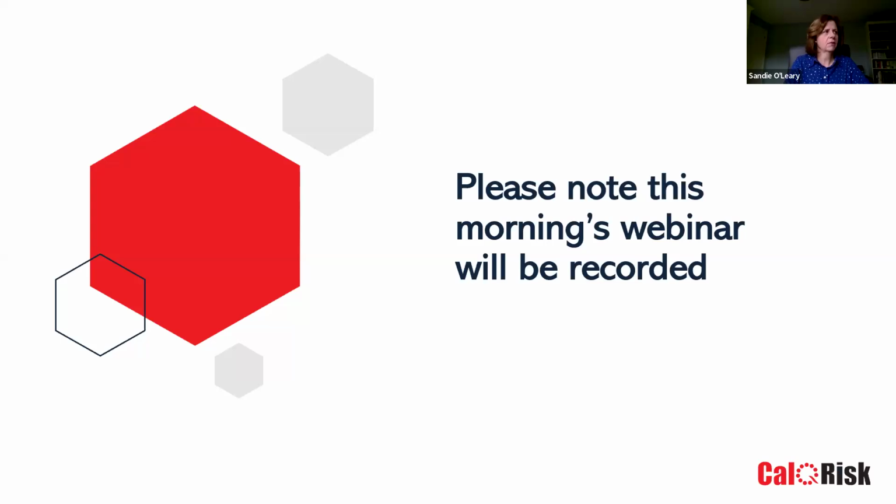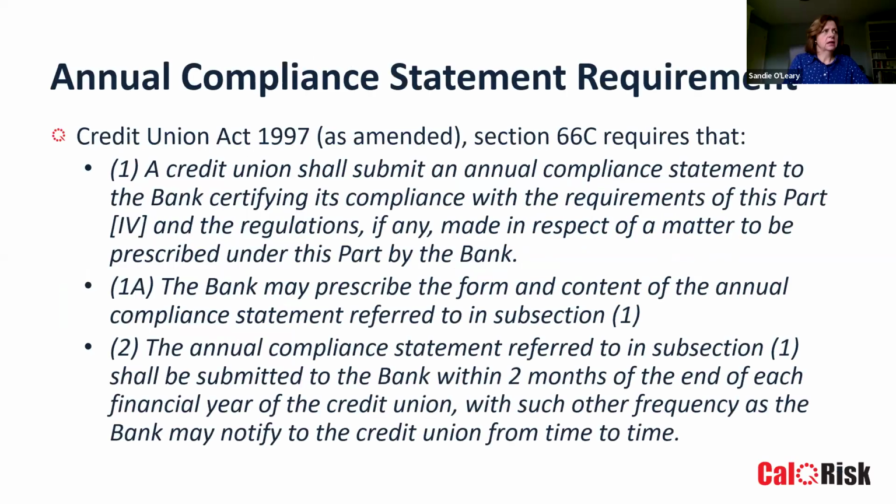So, as you all know, the legislative basis of the annual compliance statement is as it is. Section 66C has to be completed once a year. The new addition this year under the Credit Union Act 2023 was interesting in that it added a subsection 1A that the bank may prescribe the form and content of the annual compliance statement. So it will be interesting to see if there are changes to the format going forward.